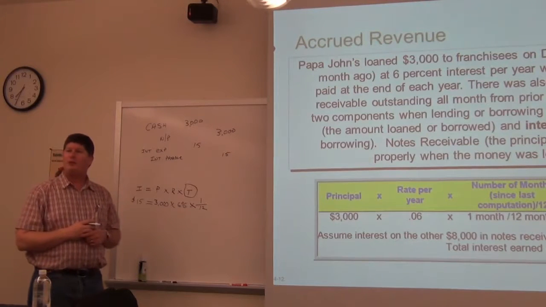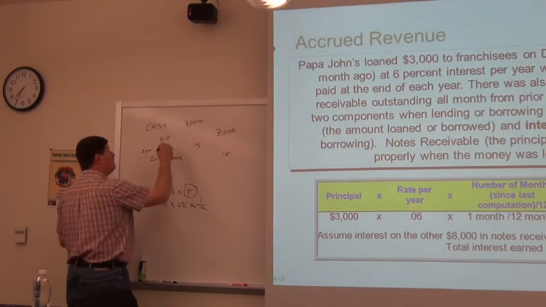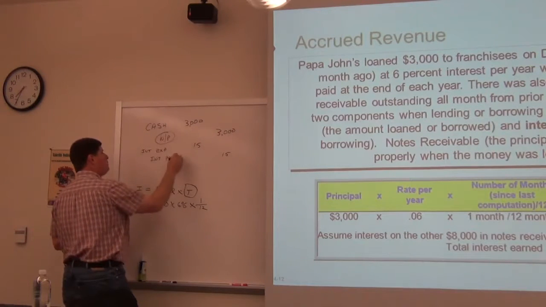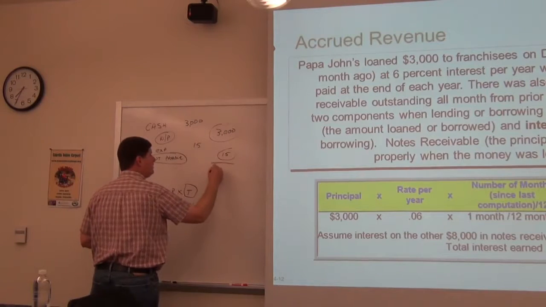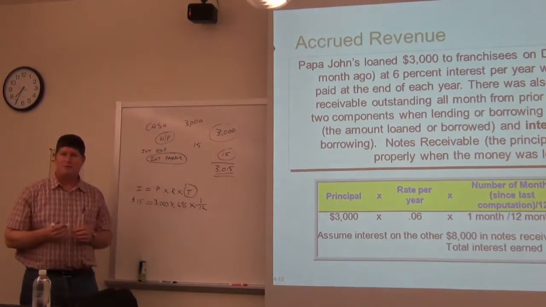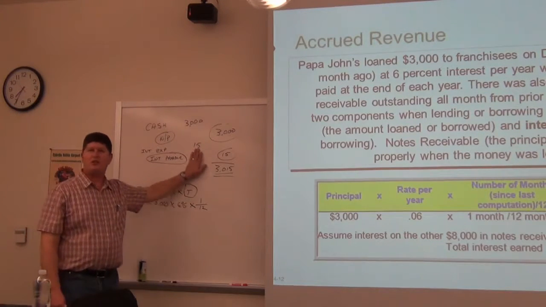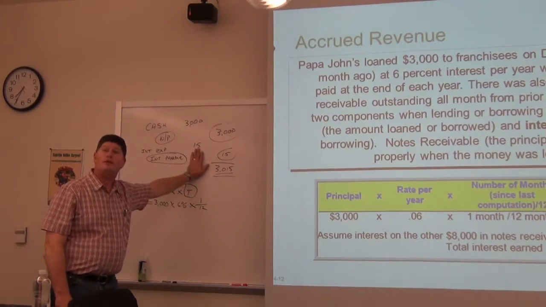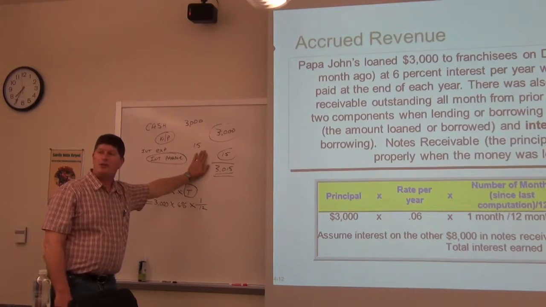Remember we talked about complementary accounts before? So now what's the balance of my note payable? It's the note payable plus the interest payable. So my balance is $3,015. But we track the interest in its own account and we record this $15 of interest every month. Everybody follow me? Yeah. This is a very common adjustment.